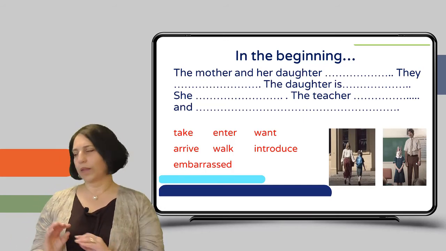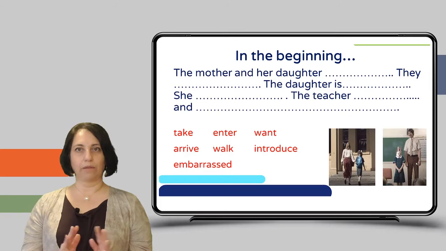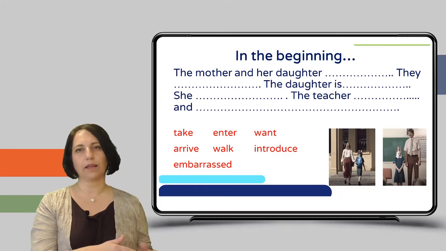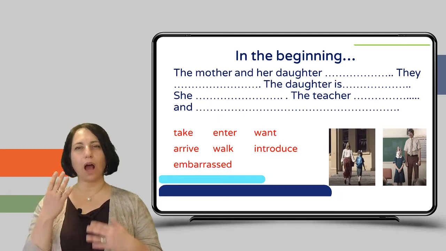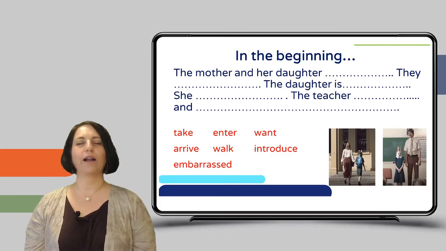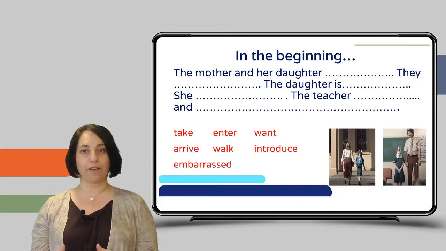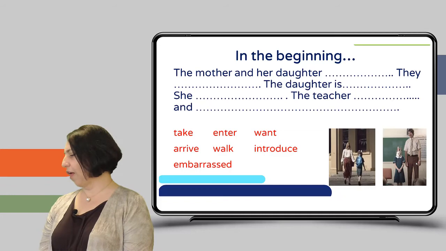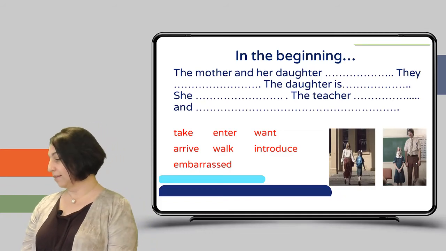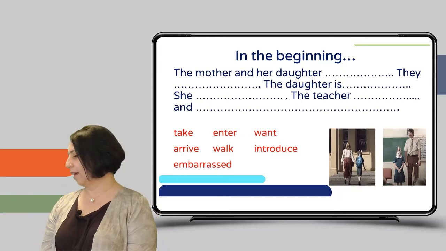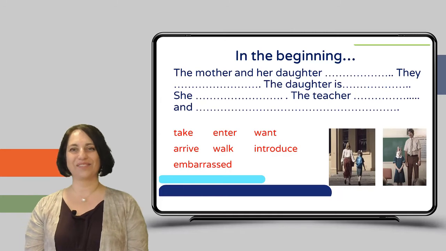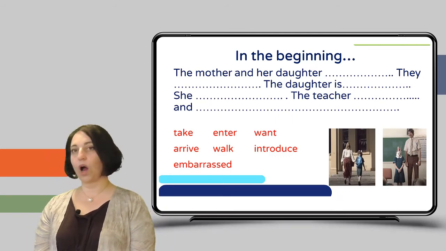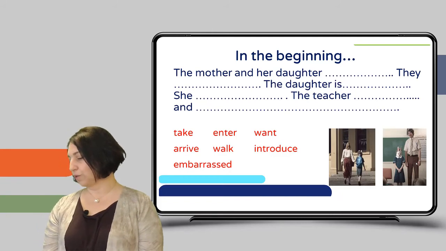So I'm only now with my picture. Remember, this is what happened at the beginning. So this is one way to describe the events at the beginning of the clip. You can describe it in a different way, but I have in my mind a picture of what happened at the beginning, and that will help me describe the events in detail and in depth. The mother and her daughter, the daughter is, she, the teacher, and the words that I can use are take, enter, want, arrive, walk, introduce, and embarrassed.